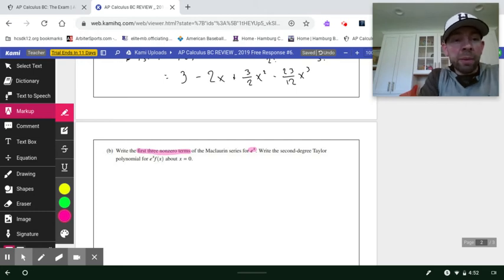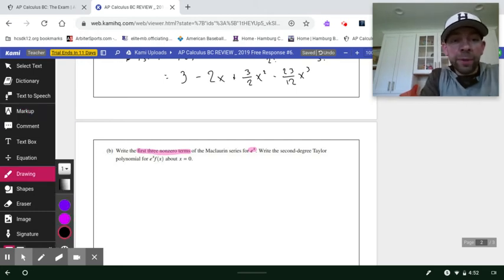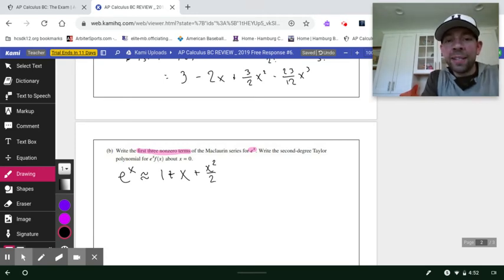So anyway, but we've memorized that one, hopefully, and we're going to say e to the x is approximately, I'm not using an equal sign in this case. You'll see why here in a second. It's going to be 1 plus x plus x squared over 2. And I guess I could put a dot, dot, dot to indicate it's going to infinity.